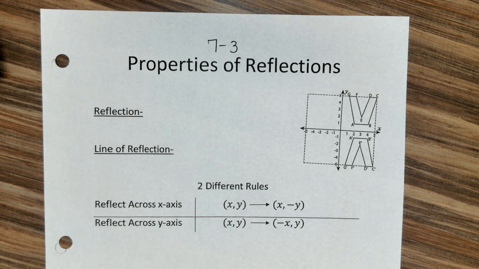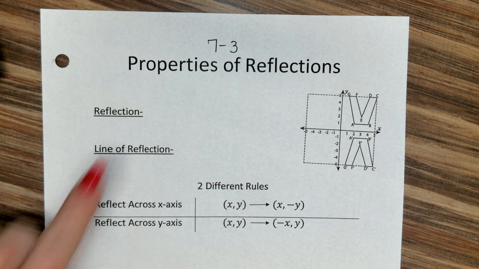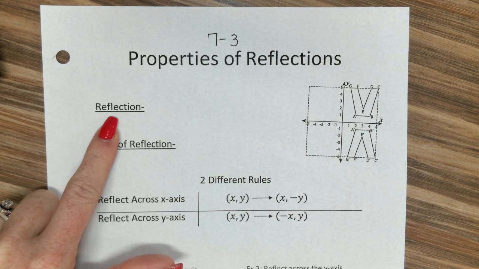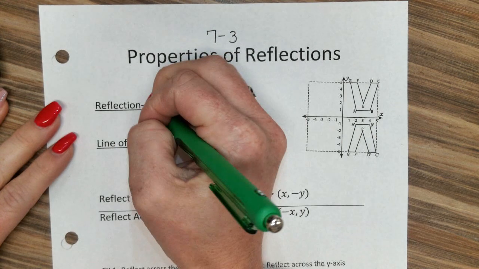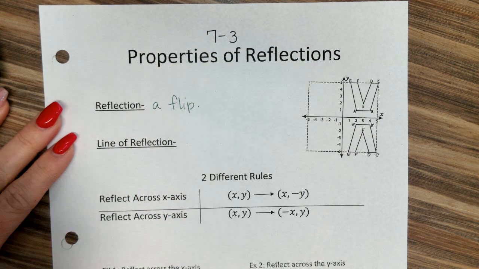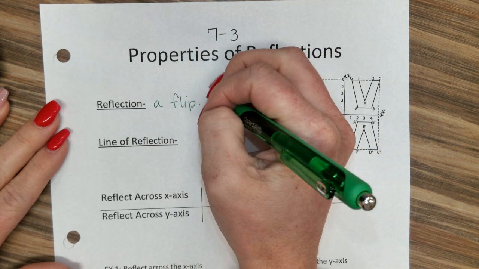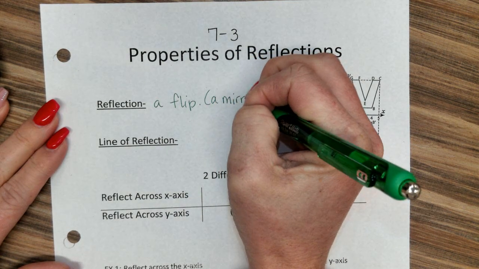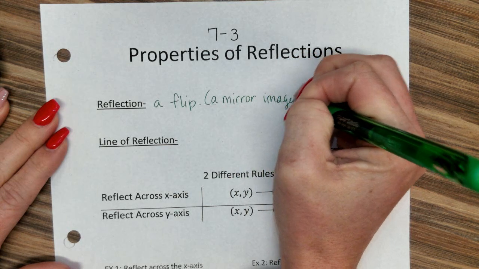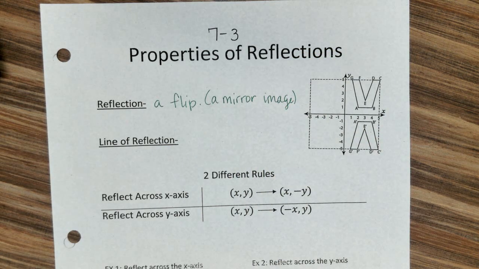All right, today we are moving on to the next transformation. What does it mean to transform? To change. Our first transformation we learned was translations. Today we are moving on to a reflection. Who remembers what a reflection is? A flip. Also known as a mirror image. When you look in a mirror, it just flips it.